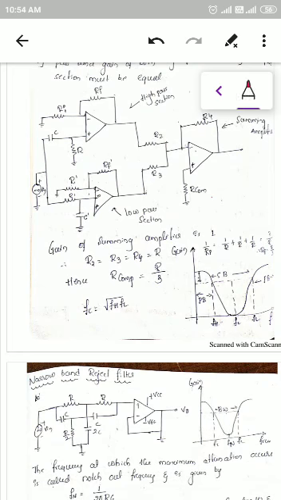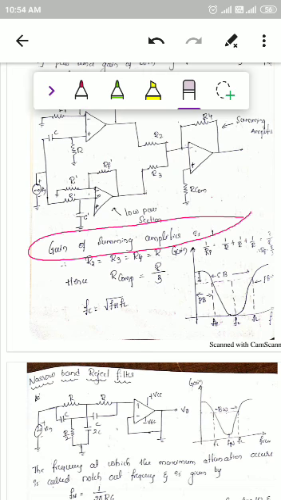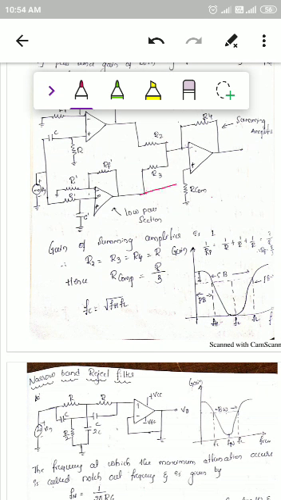As I said, the gain of the summing amplifier in this particular case will be 1. That means the feedback resistance and the input resistance are equal, and only then is the gain 1. So for simplicity, if the gain should be 1, then all the resistances should be equal: R2, R3 and R4 are equal to R.